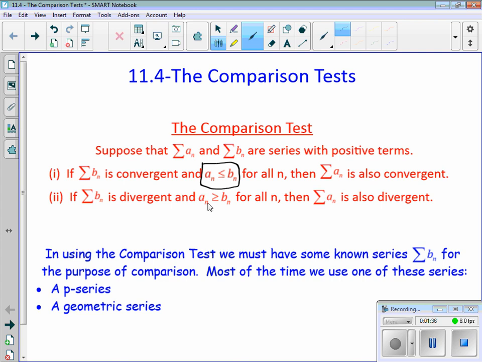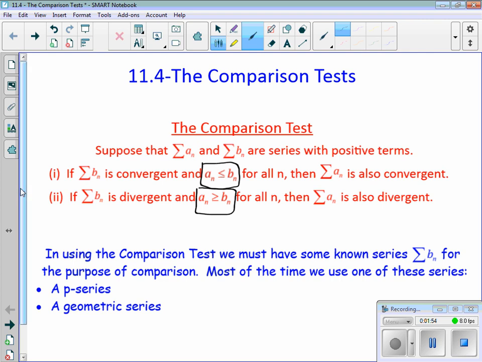Same idea here. We're given a sub n, and we're comparing it with one that's smaller than it. If the smaller one diverges, so if the one that's below goes to infinity, isn't the one above it also going to diverge? So that's what this part says.